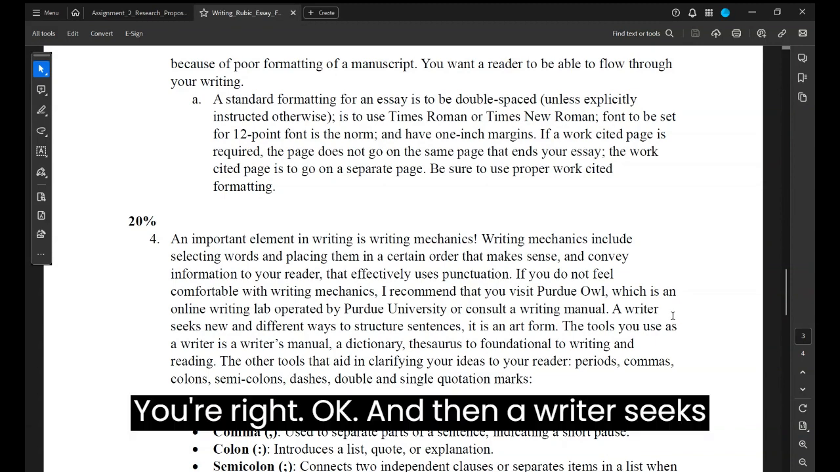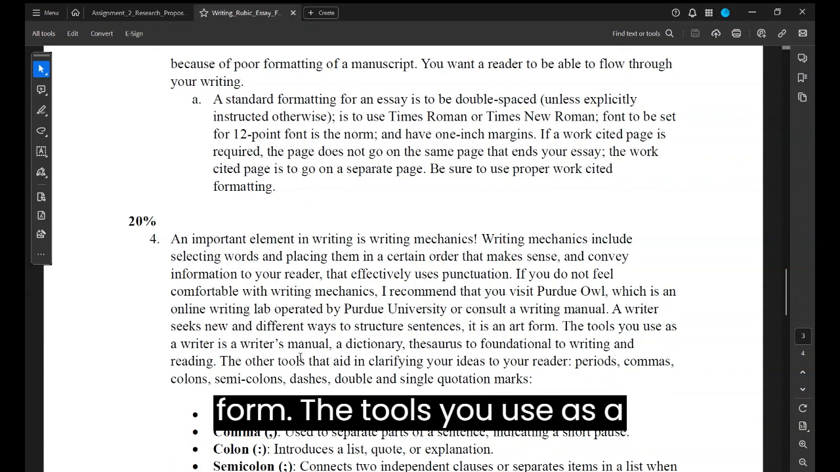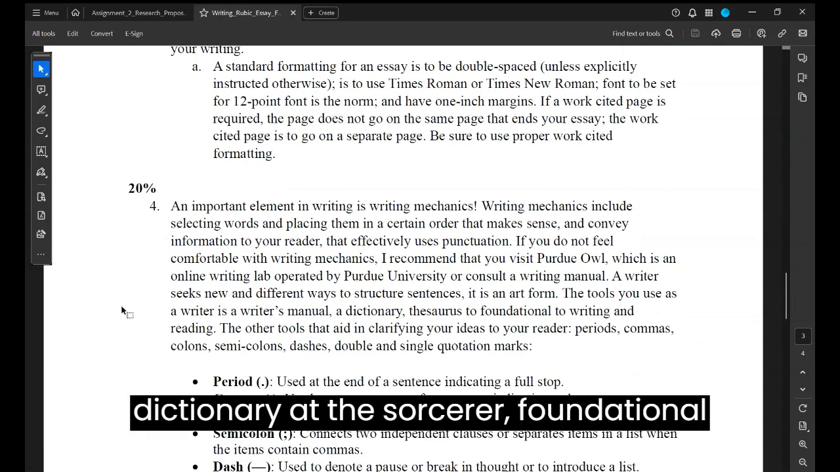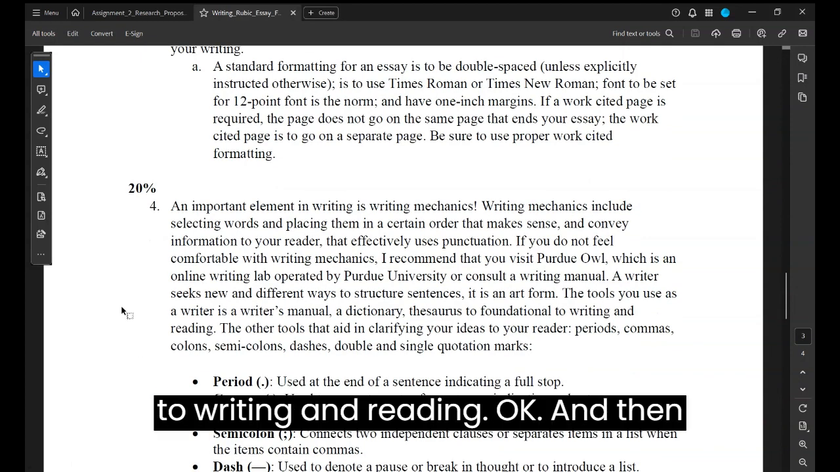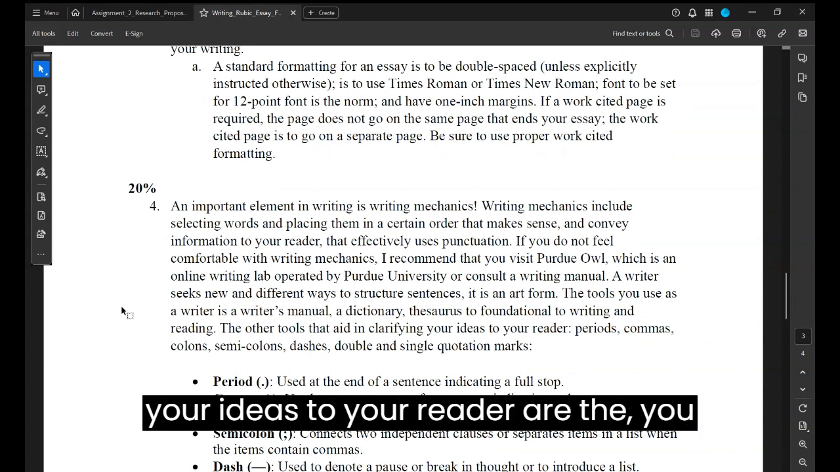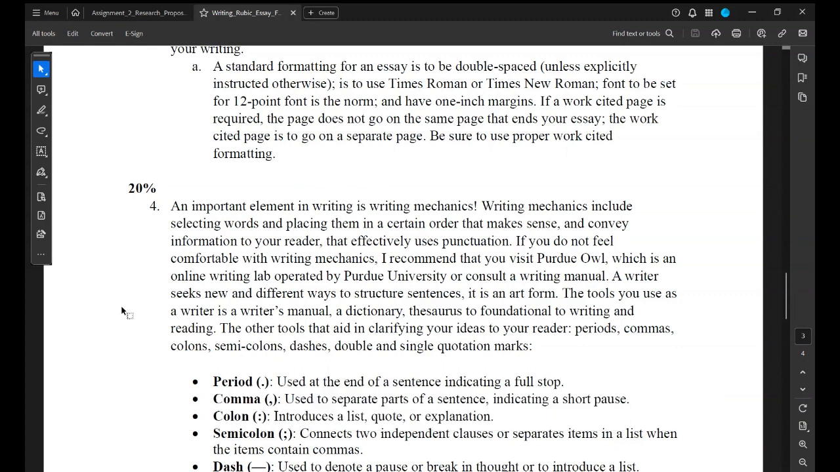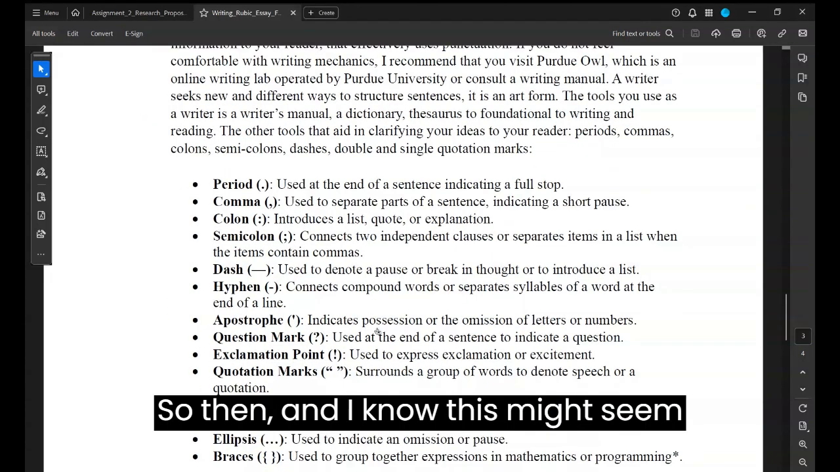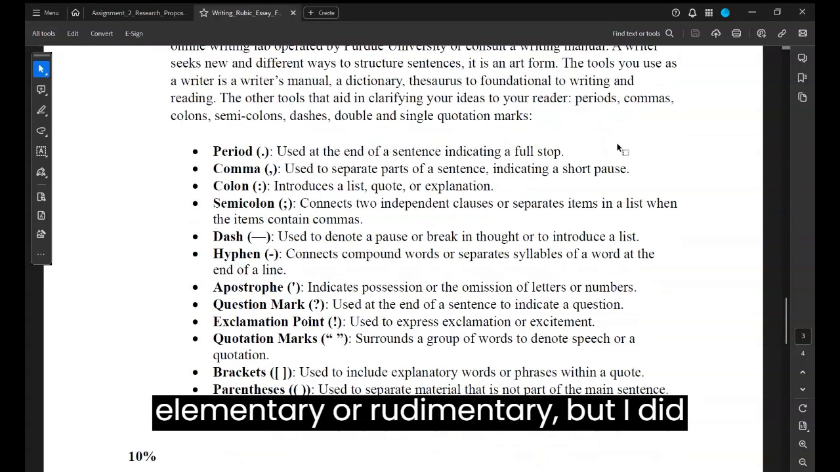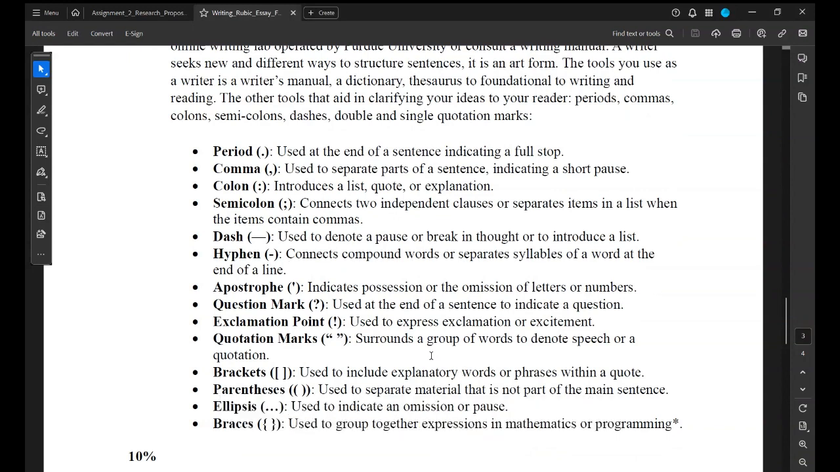All right. Okay. And then a writer seeks new and different ways to structure sentences. Writing is an art form. The tools you use as a writer, the writer's manual, a dictionary, and a thesaurus, are foundational to writing and reading. Okay. And then the other tools that aid in clarifying your ideas to your reader are the punctuation: periods, commas, semicolons, colons, dashes, double and single quotation marks. So, I know this might seem elementary or rudimentary, but I did include the different punctuations and sort of define what they do.